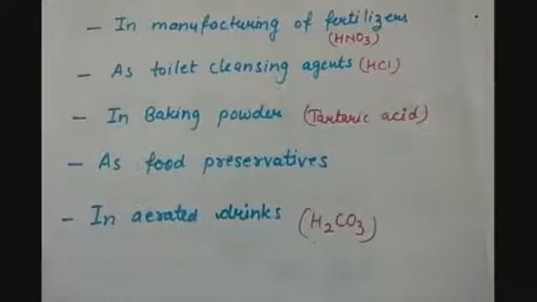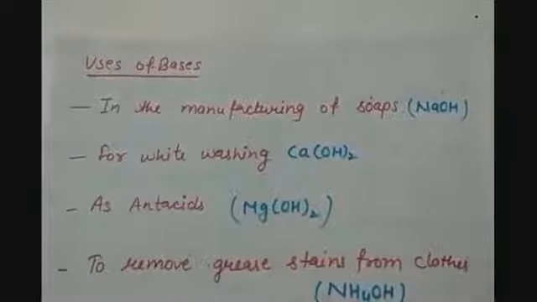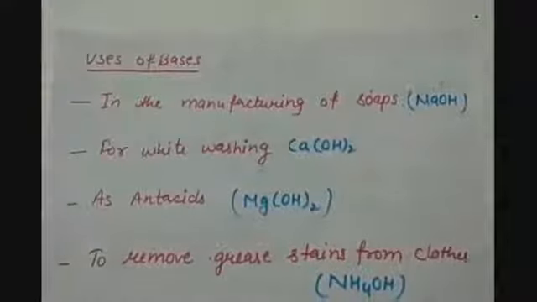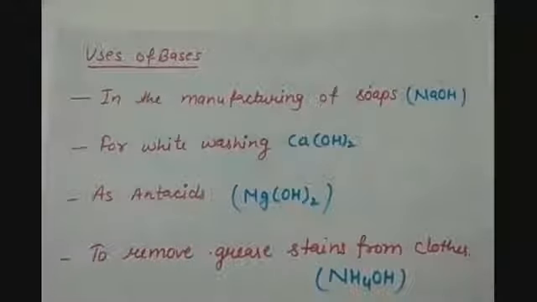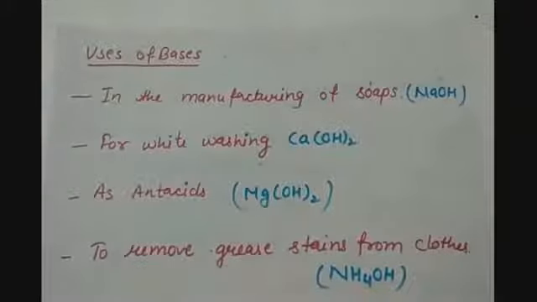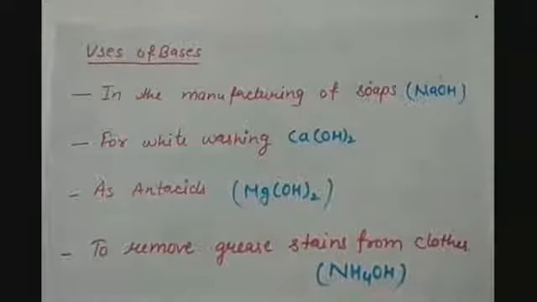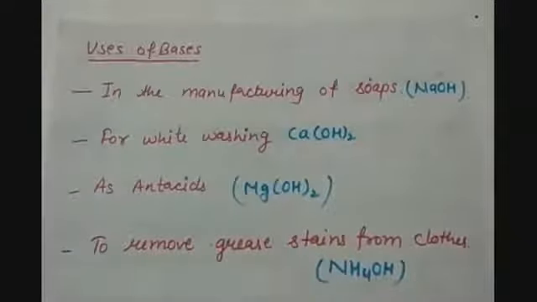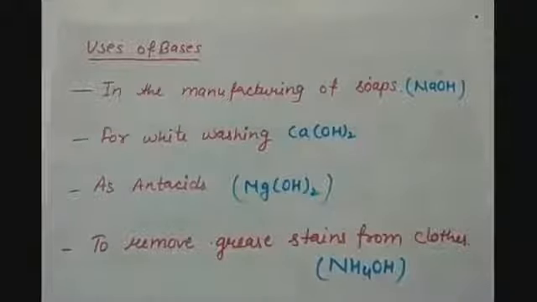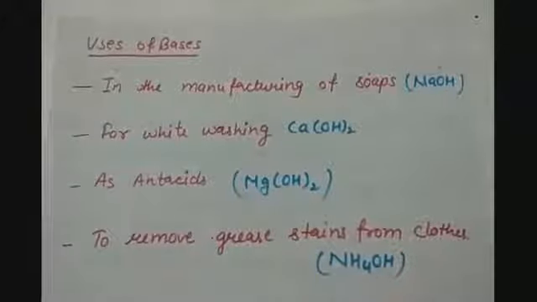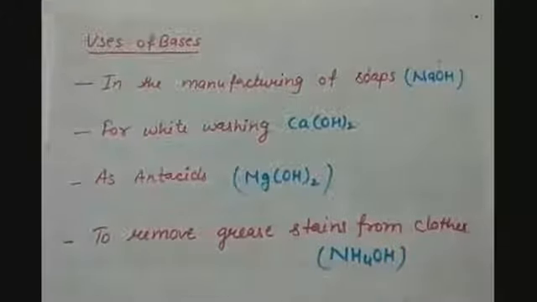Now let us see some of the uses of bases. Bases are used in the manufacturing of soaps. They are used for whitewashing, like calcium hydroxide. Also used as an antacid as they produce the neutralization effect. So when hyperacidity is there in the stomach, antacids neutralize the high amount of acid present in the stomach. For example, magnesium hydroxide or calcium hydroxide is also used for the same purpose.